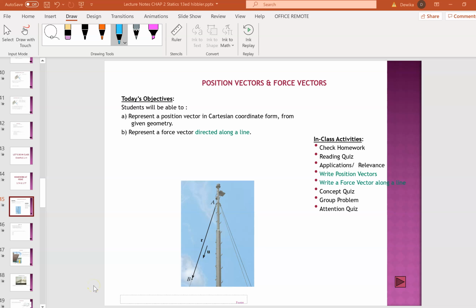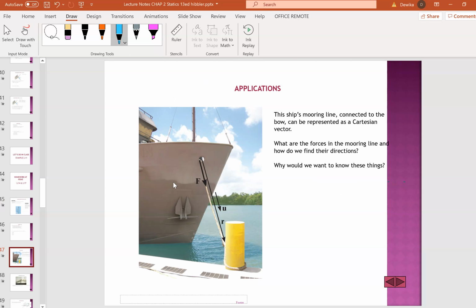Welcome back. We'll be going into position vector and vector forces, which is from the textbook chapter 2.7. At the end of the class, you should be able to represent position vector in Cartesian coordinate form and represent the force vector directed along a line. So, application.